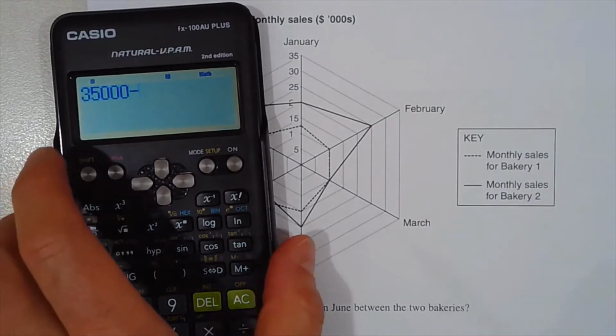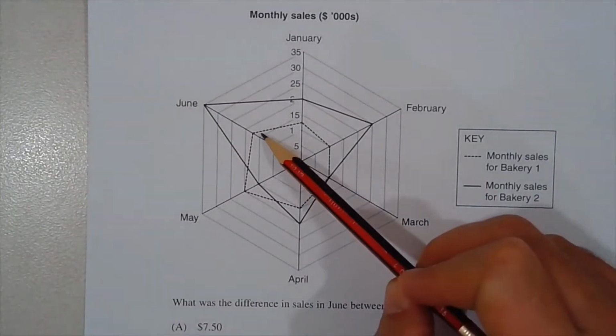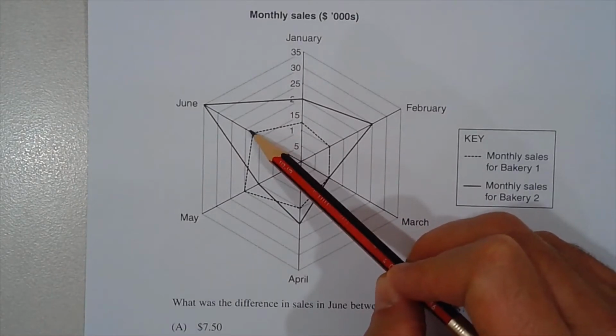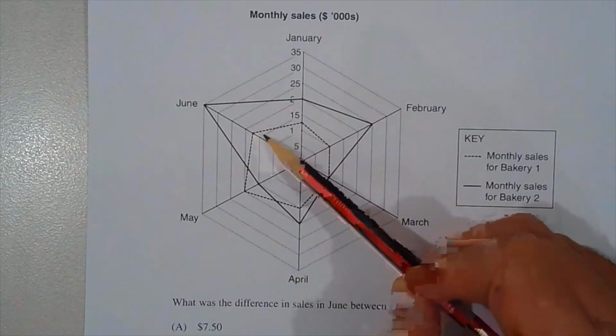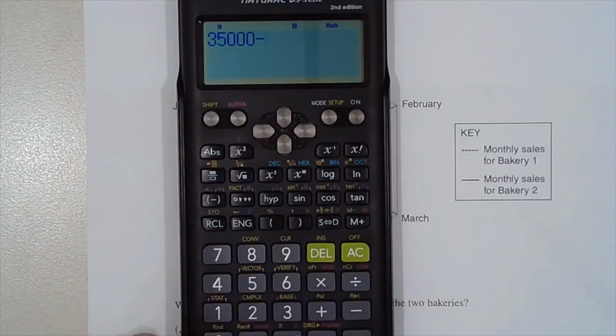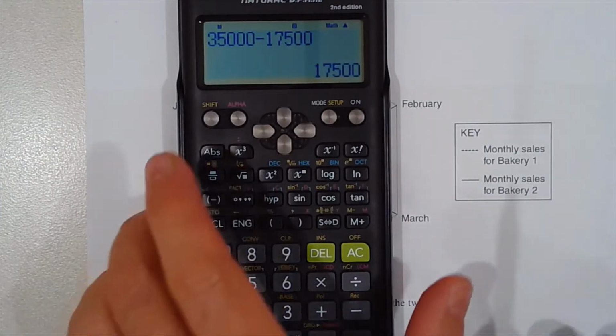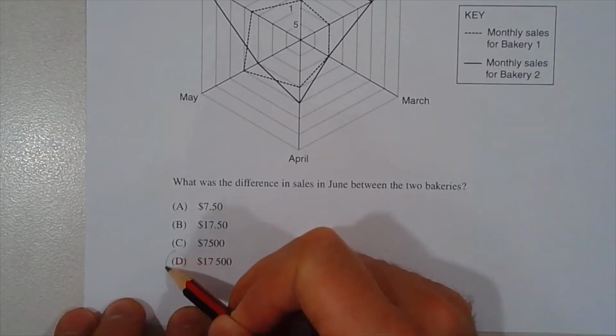So bakery number 2 corresponds to 35,000. And we're going to subtract from that the monthly sales for bakery number 1, which lies in between 20,000 and 15,000. And that's 17,500. And that equals 17,500. So it'll be option D.